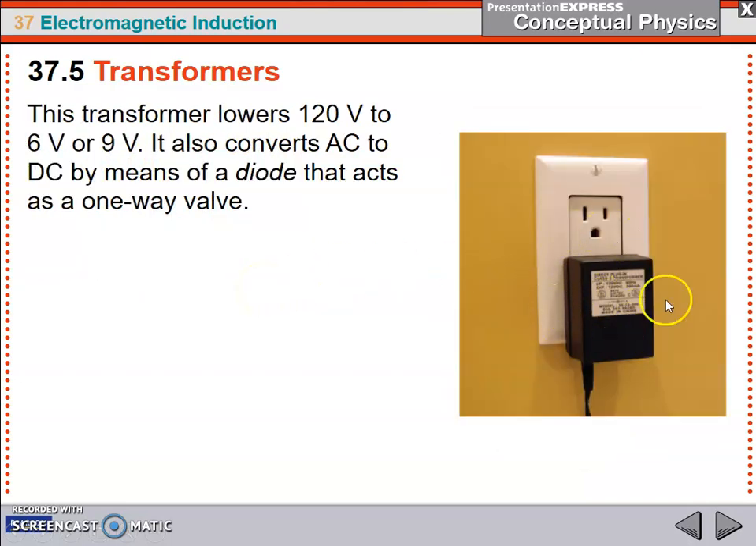This transformer, the kind we all plug into the wall, converts 120 volts in the plug down to 6 volts or 9 volts. It also changes it from AC to DC by means of a diode. And that's what those are. There's a transformer in there and a diode, so you get DC out. And what do those usually power? Something like a laptop or phone charger.